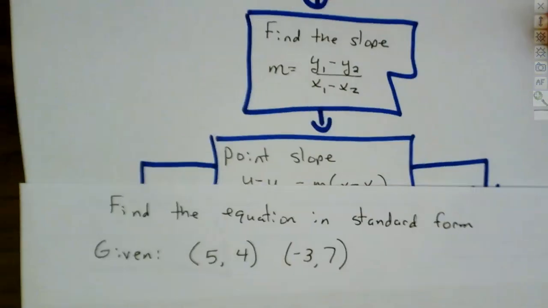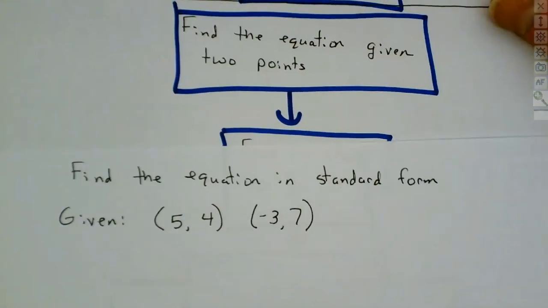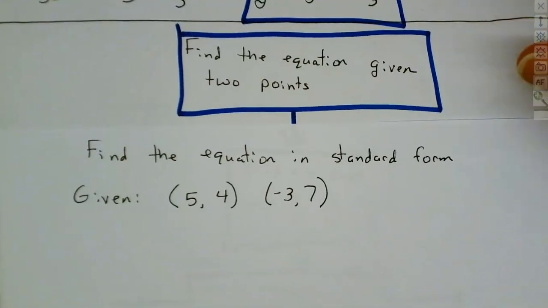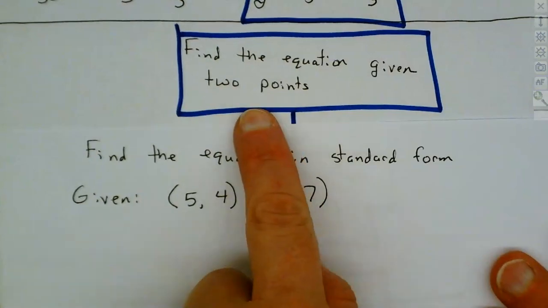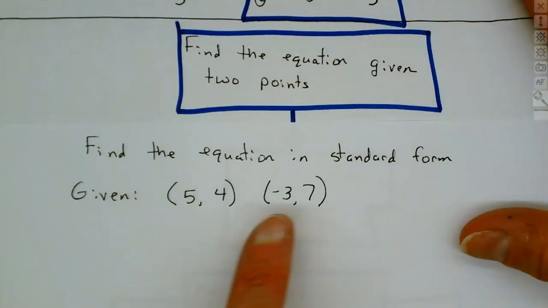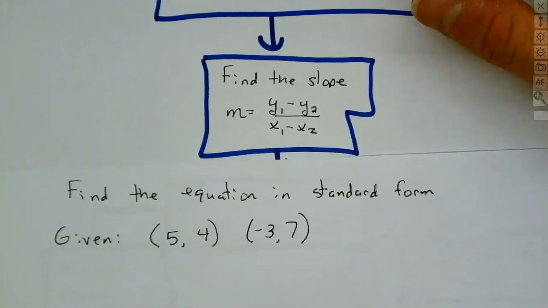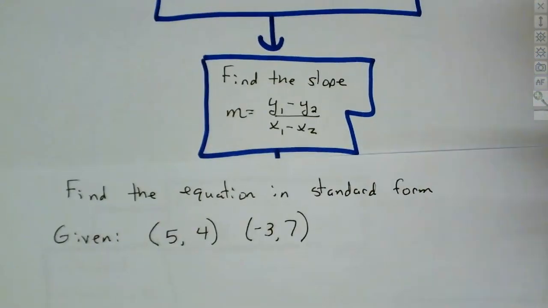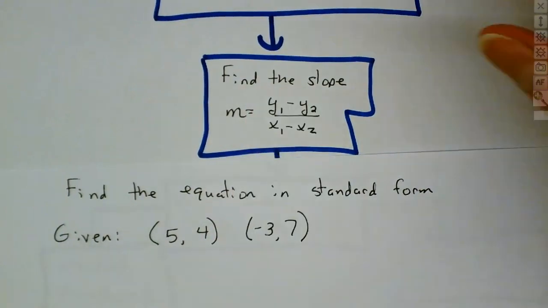So let's go back up and look at our flow chart here. So what are we trying to do? Let's make sure we know what we're doing. Why am I going to use this one? It says find the equation given 2 points. So what do we have? 2 points. So we follow it down. This is just like a recipe. So here is what I do next. And what do I need to do? I need to find the slope.